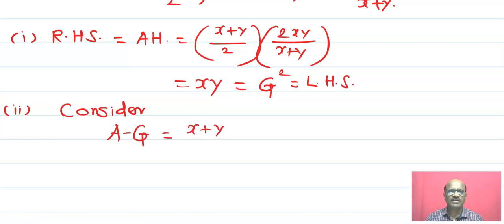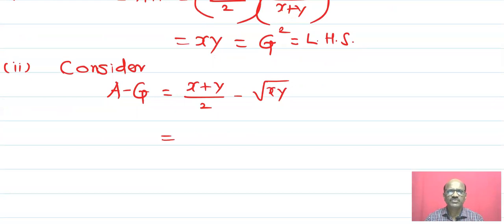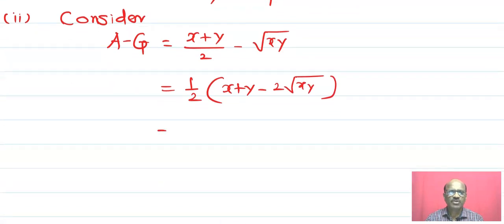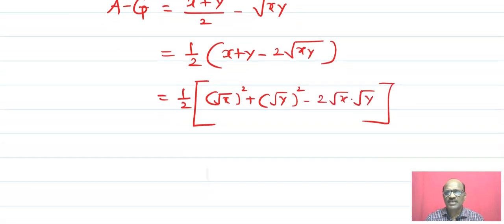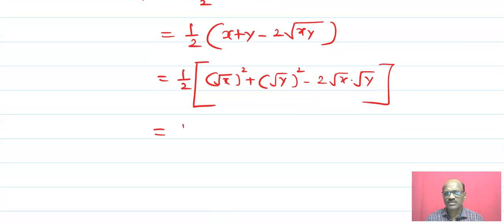This is the formula. Next, consider A minus G, which is equal to (x plus y) upon 2 minus square root of xy. Take 1 upon 2 common, then 1 upon 2 in bracket x plus y minus 2 root of xy, and it is written like this. x means root of x whole square, y means root of y whole square, minus 2 root of x into root of y.